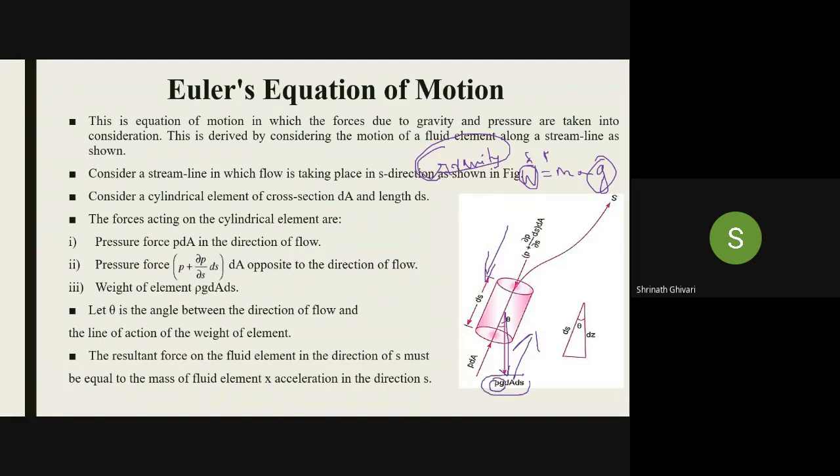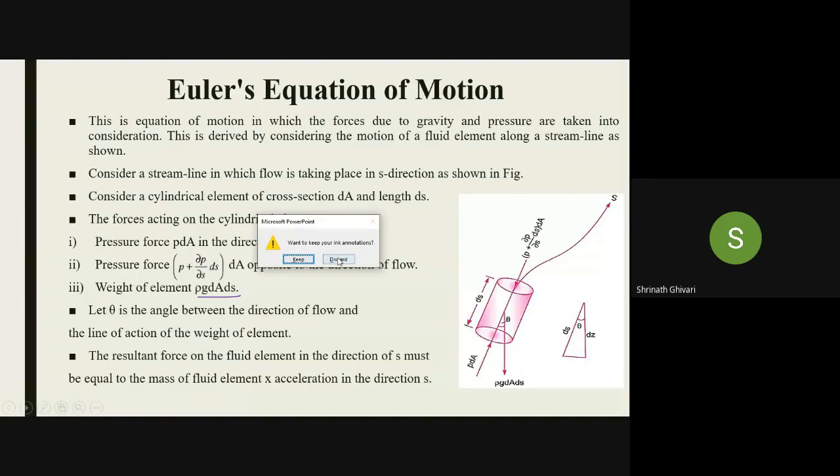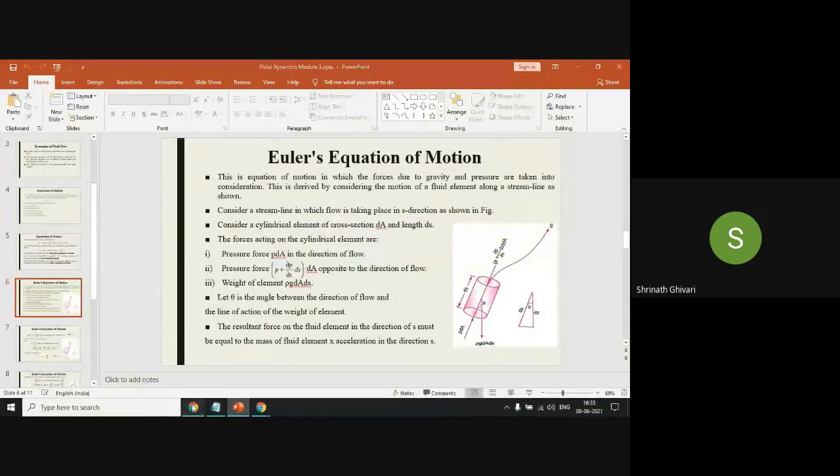How did we get this formula? Can anyone tell me? How do we get rho G dA ds?